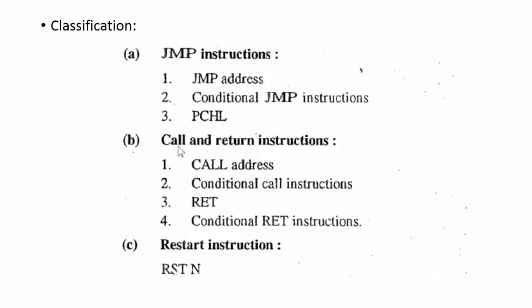The next unconditional branching instruction is PCHL. The next category is call and return instructions. Call and return instructions are also used to change the program execution sequence, but the operation is somewhat different. This is related to stack related operations. CALL 16-bit address is the first, the unconditional call instruction. The second category is the conditional call instruction.